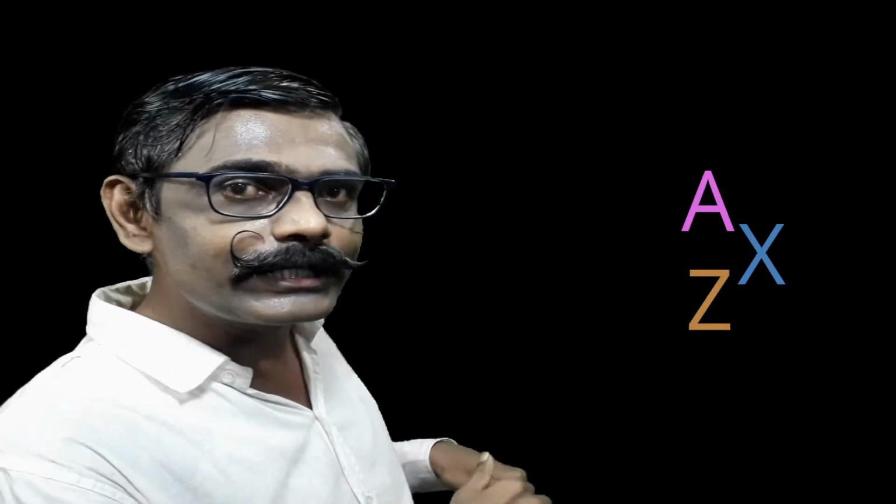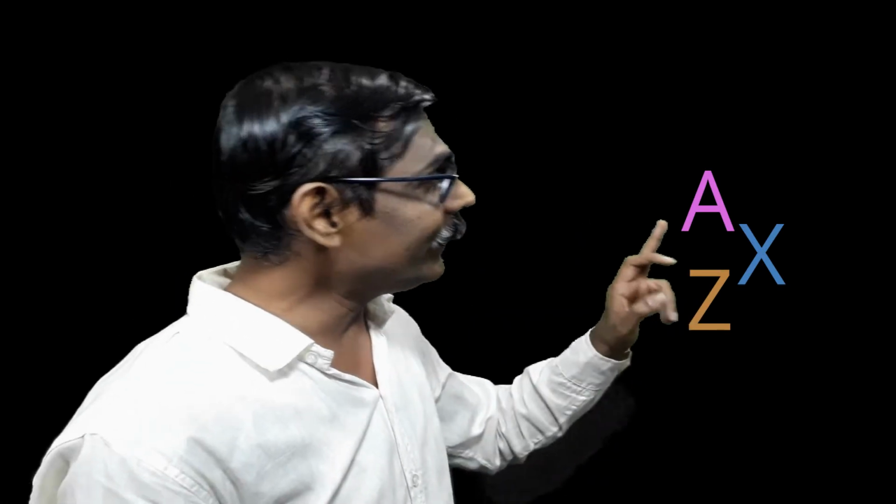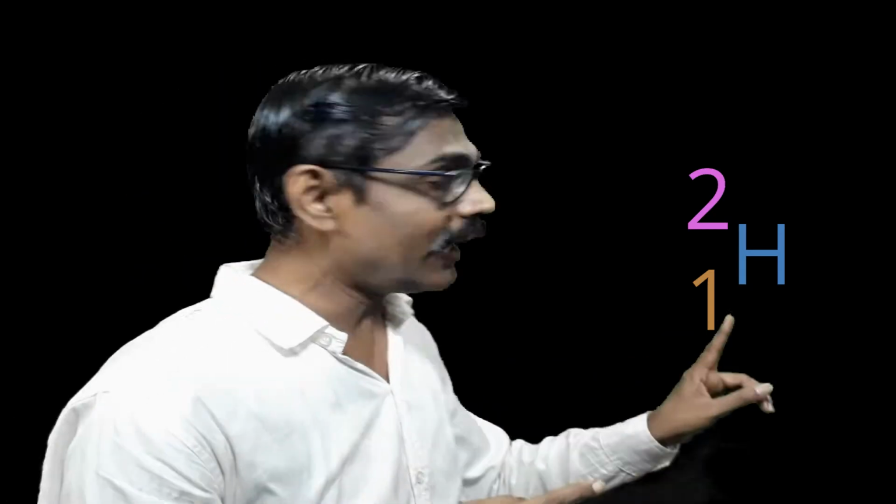So if I want to represent an element now, how can I represent it? Z as a subscript on the left side, where X is the element and A is the mass number. If I have to represent deuterium, then how can I represent it? Atomic number 1, H means the element hydrogen, and 2 is the mass number, the number of nucleons, the number of protons and neutrons.